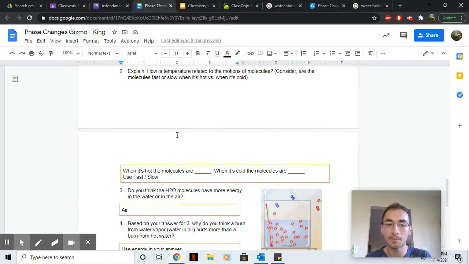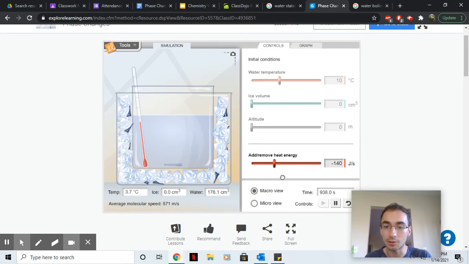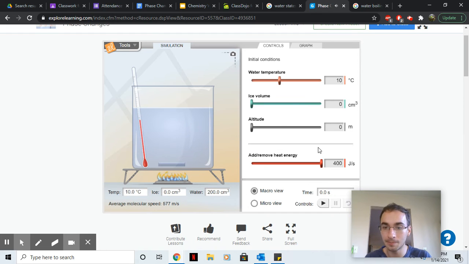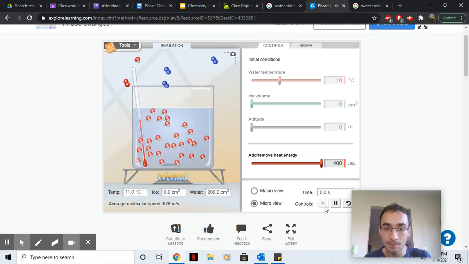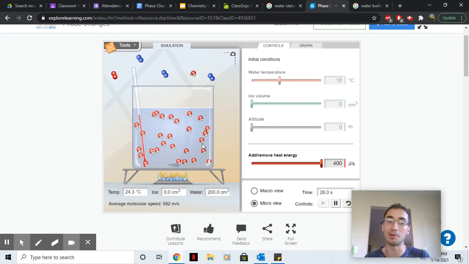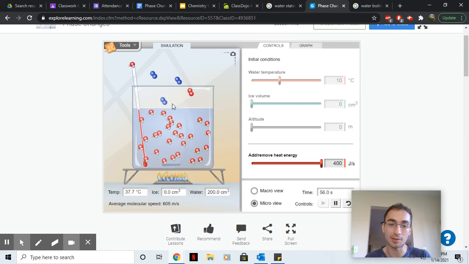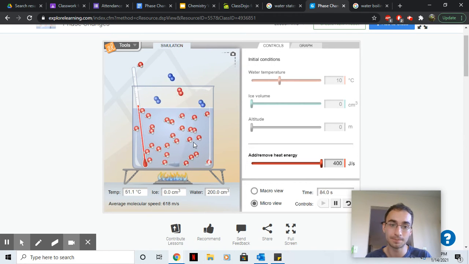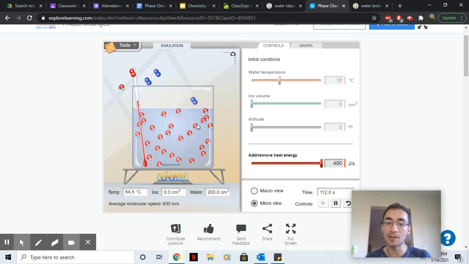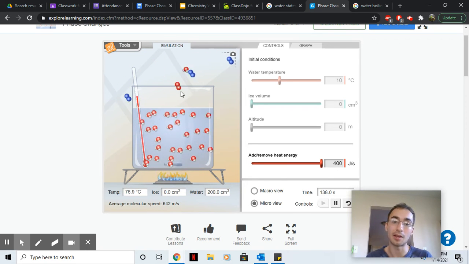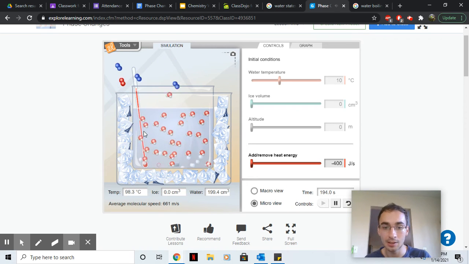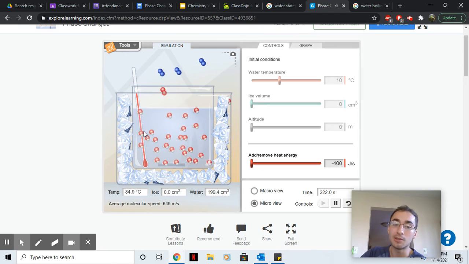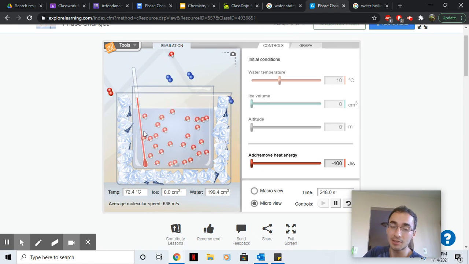Next, try and figure out, go back, hit pause, restart. Okay, now select microview. I want you to focus on the molecules now. Then press play. Are these molecules getting faster or slower when they're getting heated up? Do they get faster or slower? Then next, try and explain, how does temperature affect the water? If it's hot, are the molecules fast or slow? And when you cool it down, when it's cold, are the molecules going fast or are they going slower?